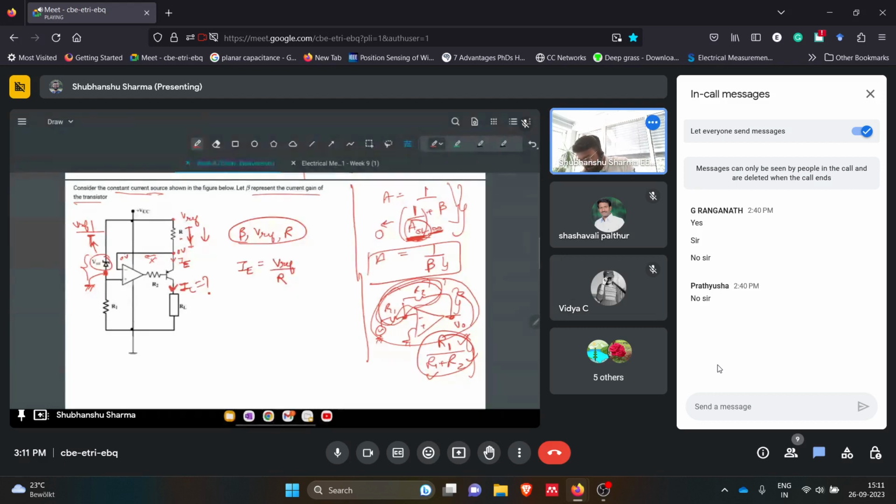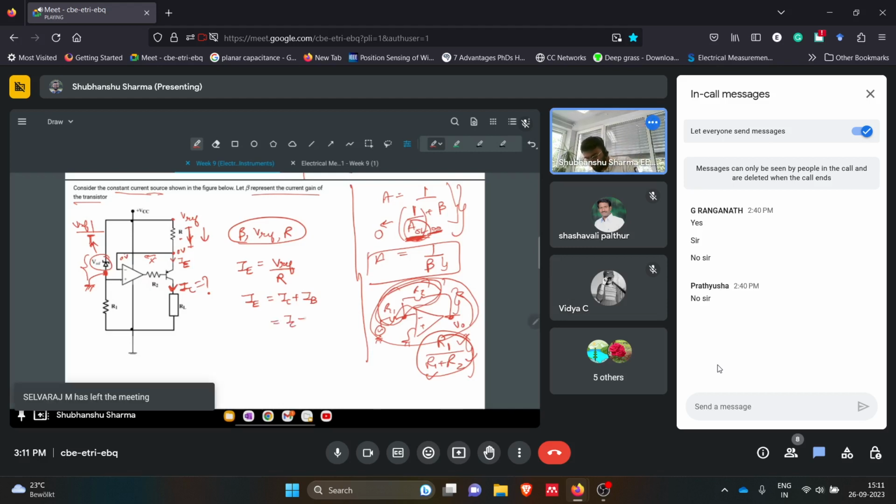Now we have IE. What is the expression of IE in terms of the base current and the collector current of the transistor? That is IC plus IB. I think you have also read this in your analog circuits course. We need IC. IB will be IC by beta, that we know, and IE is V reference by R. So you can get IC from here: beta by beta plus 1, times V reference by R, equals IC, the collector current.